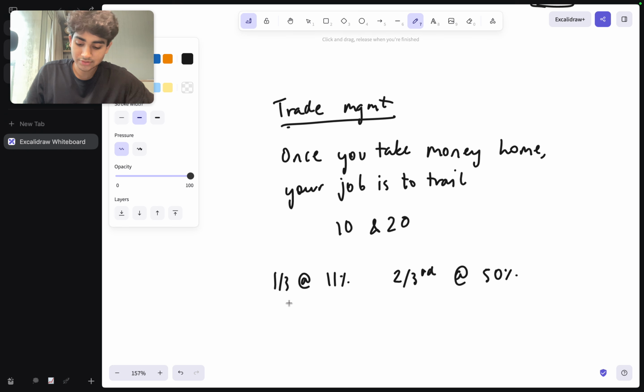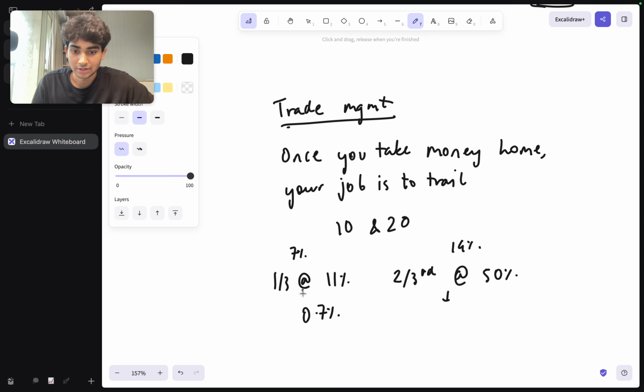Again, I'm going to calculate this because I want you guys to know the exact impact that gets generated. So one third at 11% is a 0.7% impact, because this would be 7% of the 20% size, and this would be around 14% of the 20% size. So a 0.77% impact from this one. And from this one, you would generate around 14% into 50%, a 7% impact. So this becomes a 7.7% impact rate.